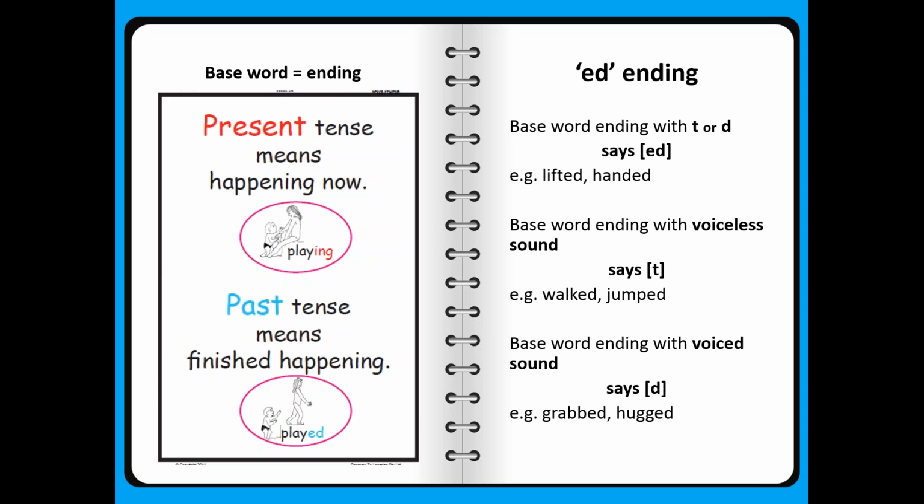Then we look carefully at the ed ending because it's a bit tricky. The ed ending can make the sound ed, as in lifted, but it can also make the sound t, as in walked. And it can also make the sound d, as in grabbed. We acknowledge with students the importance of understanding past tense verbs and when we need to apply the ed ending, even if it sounds like t or d.